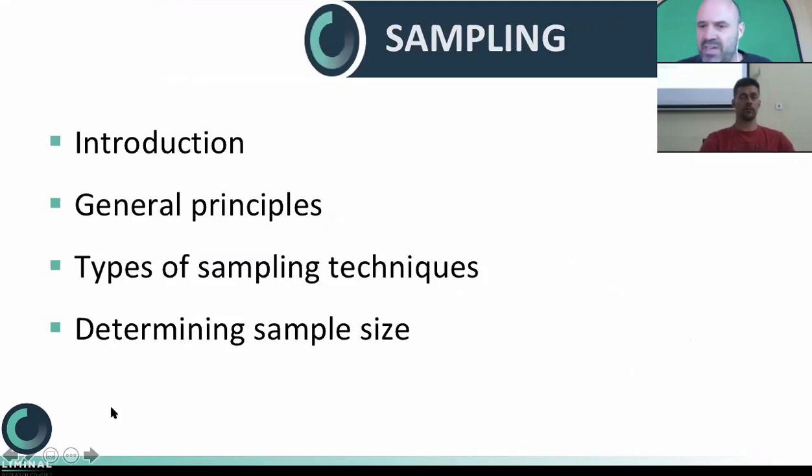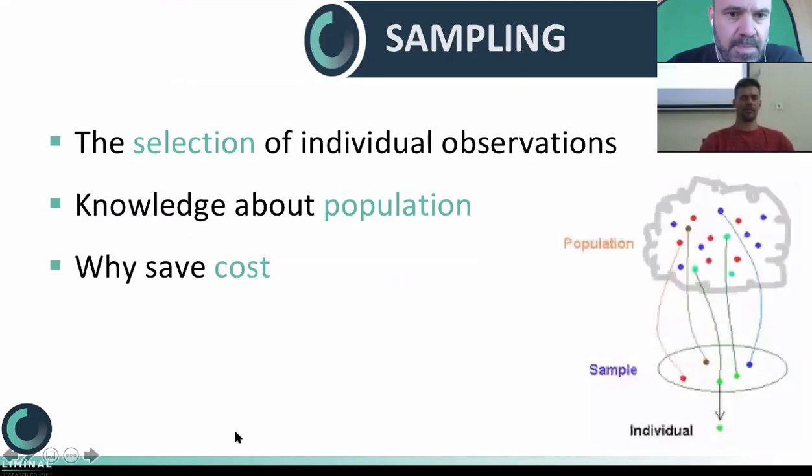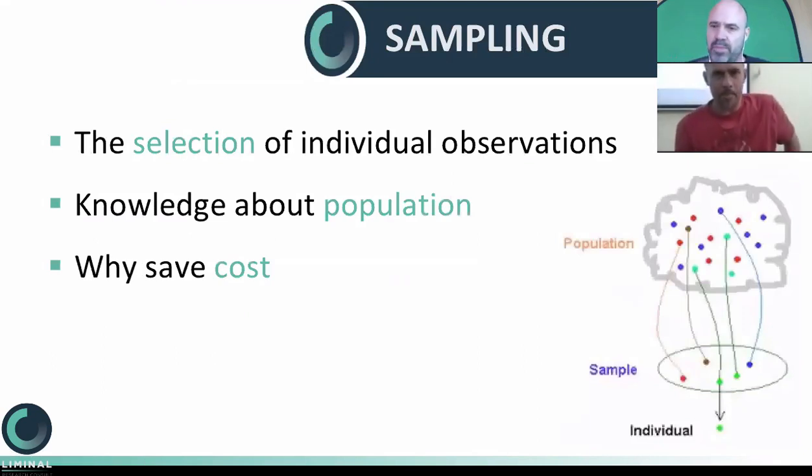Okay, sampling. We'll look at it very, very quickly, just the main issues. We look at general principles, type of sampling techniques, and then sample size. Now, just the general principle. We have a population. We want to have knowledge about this population. So we use a sample.